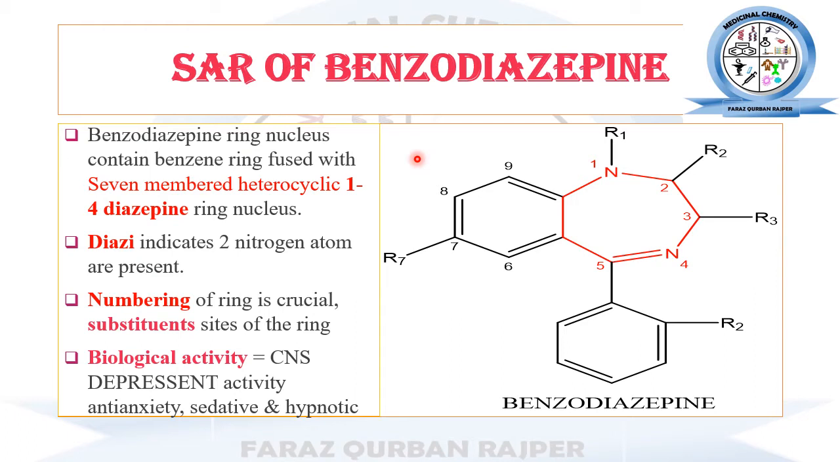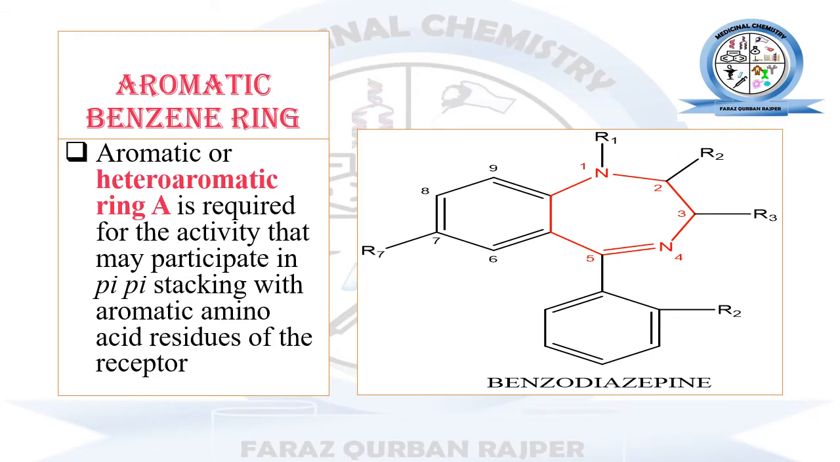Some will have an effect on its pharmacokinetics, like increasing or decreasing its metabolism and absorption, and some have an effect on its half-life and so on. So now let's check out the effect of different functional groups at each site. Aromatic and heteroaromatic ring of benzene.